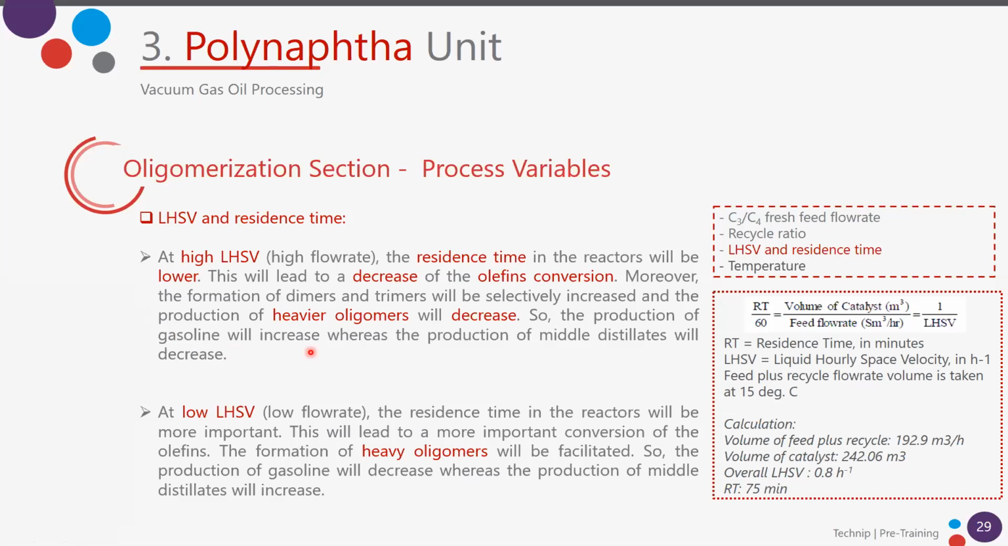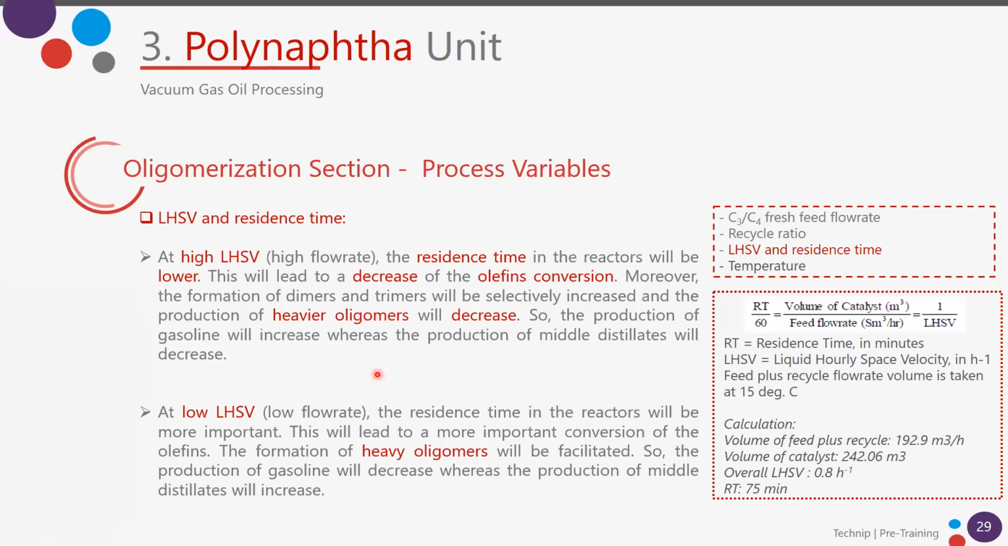Okay, so the first paragraph says dimers and trimers will be selectively increased and the production of heavier oligomers will decrease. So the production of gasoline will increase, whereas the production of middle distillates will decrease.